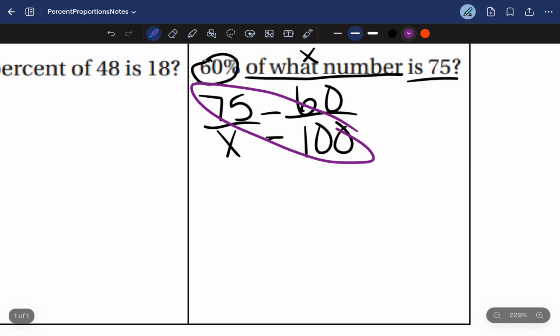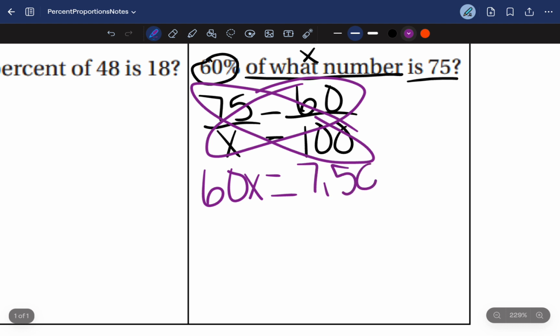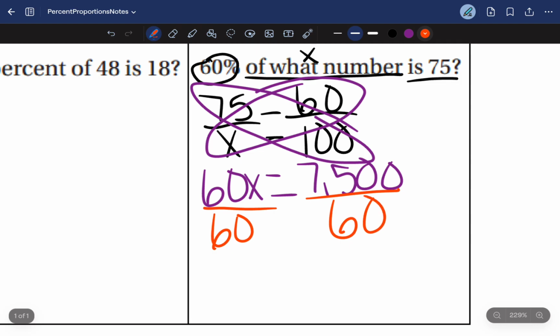So now we're going to go ahead and cross multiply. So we have 60 times x, which is 60x. And then we have 75 times 100, which is just 7,500. And now we're going to divide both sides by 60. Both these numbers end in 0, so this becomes my 0 pair. I'm going to cross a 0 out there and a 0 out there.